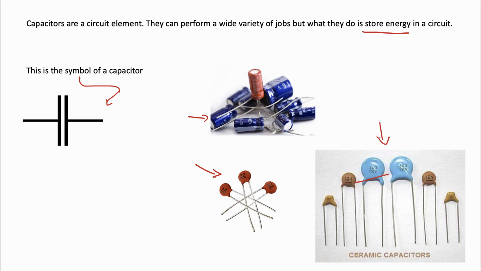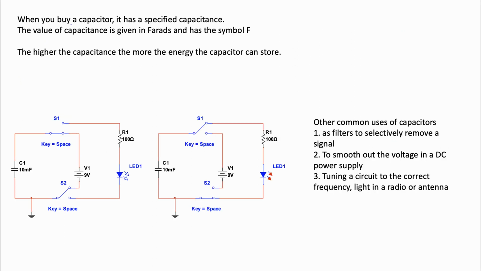But again, there's just thousands of different sizes and shapes of capacitors. But on a circuit, they're mostly going to look like what I see in this picture right here. And when you buy a capacitor, it has a specific capacitance, which is basically how much energy it can store. Like I say right here, the higher the capacitance, the more energy the capacitor can store. And that capacitance is given in a unit called farads, or the symbol F.